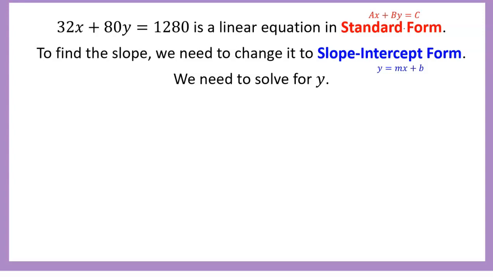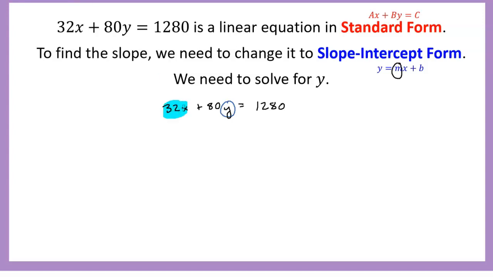So if we want to get the number of the slope, we need it in this form, right? And then we know that the slope is m. So the way we can change from this form into this form is to solve for y. Let's try doing that. We have 32x plus 80y equals 1280.